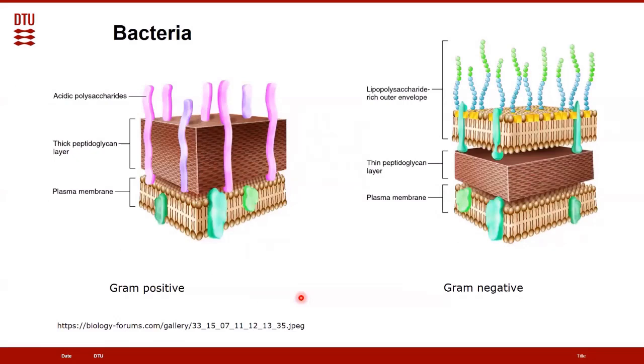Let's look a bit at the bacteria. Bacteria are quite interesting organisms with quite interesting membrane structures. You have bacteria that is gram-positive or gram-negative. Gram-positive bacteria have a plasma membrane and then a thick peptidoglycan layer on top, whereas gram-negative bacteria have the membrane, a thinner peptidoglycan layer, but also an outer layer of a membrane that is rich in lipopolysaccharides.